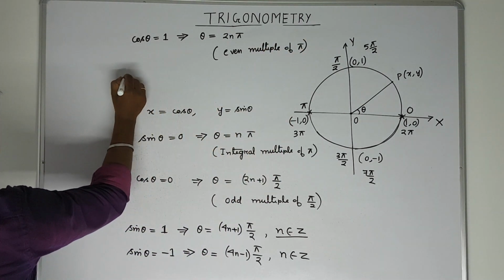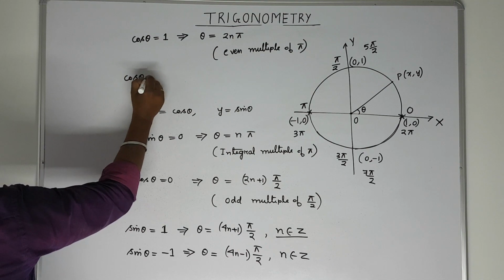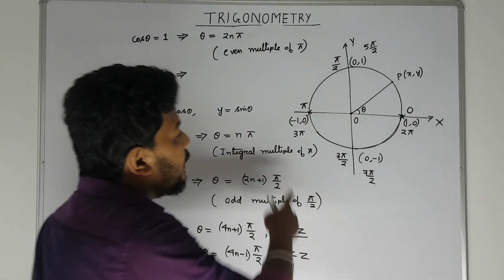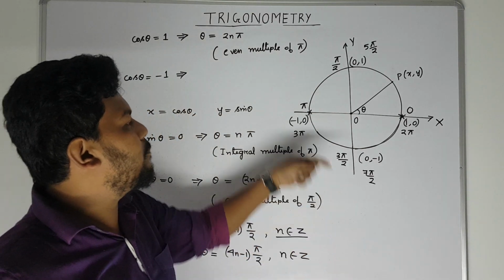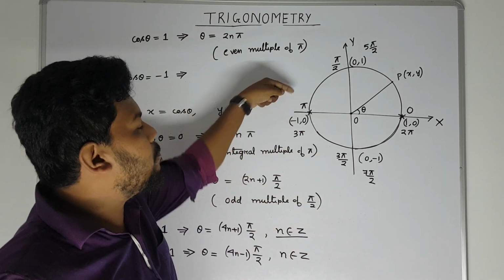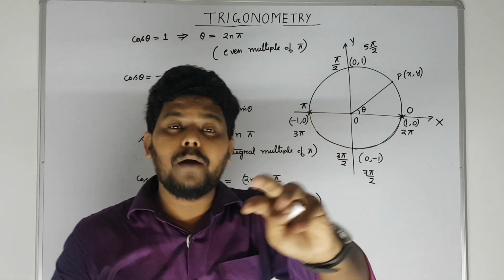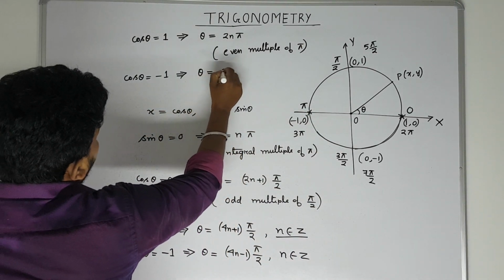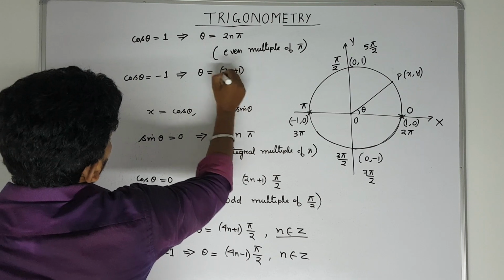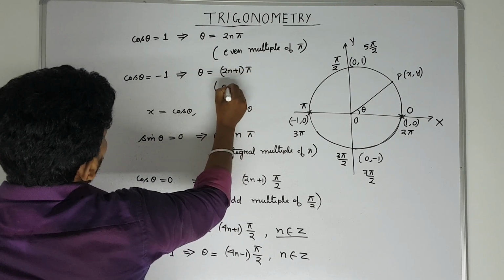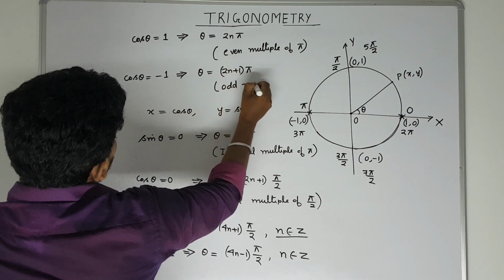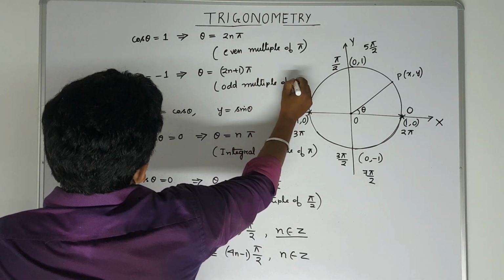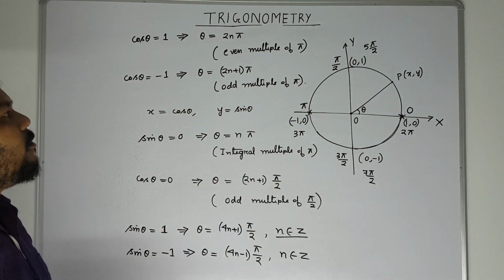Now what is cos theta equal to minus 1? The value of cos theta will be equal to minus 1 at these points: pi, 3 pi, 5 pi. The value of cos will always be equal to minus 1. So I can write theta is equal to (2n plus 1) into pi, that is the odd multiple of pi.